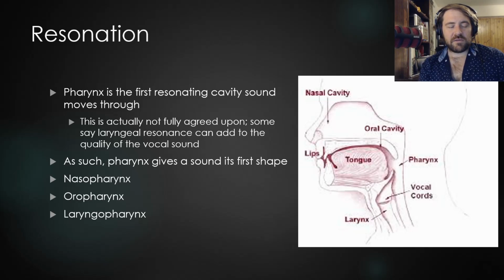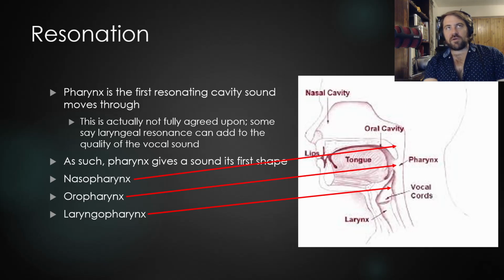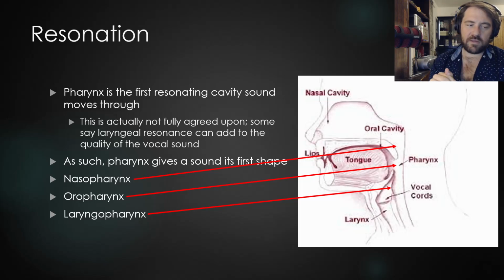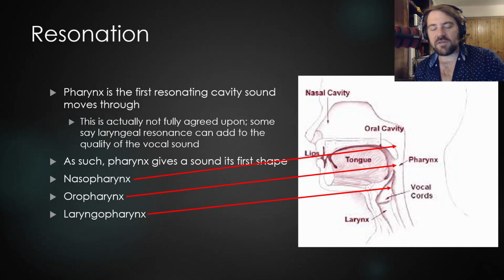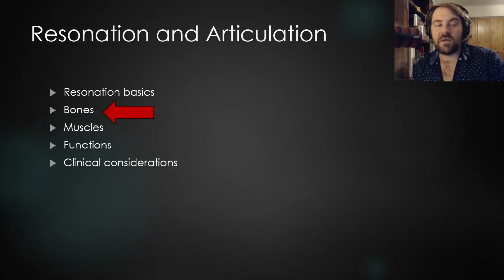And like I said, we can break the pharynx into 3 different parts. The nasopharynx, oropharynx, and laryngopharynx. If you're tracing the direction that the sound is moving up from the vocal folds, then you've got laryngopharynx, which is right above the larynx, oropharynx, which is right behind the mouth, and nasopharynx, which is right behind the nasal opening.